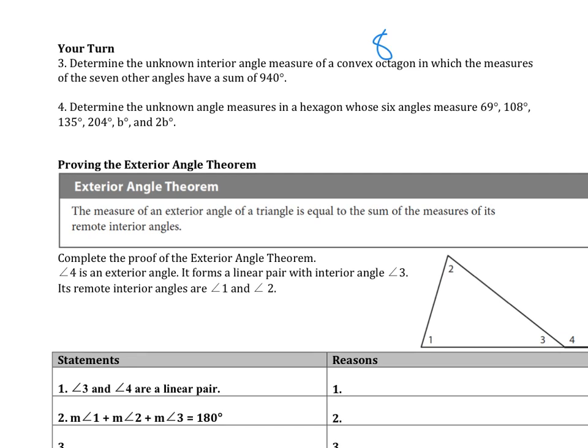And then number 4 says determine the unknown angle measures in a hexagon. How many sides are in a hexagon?